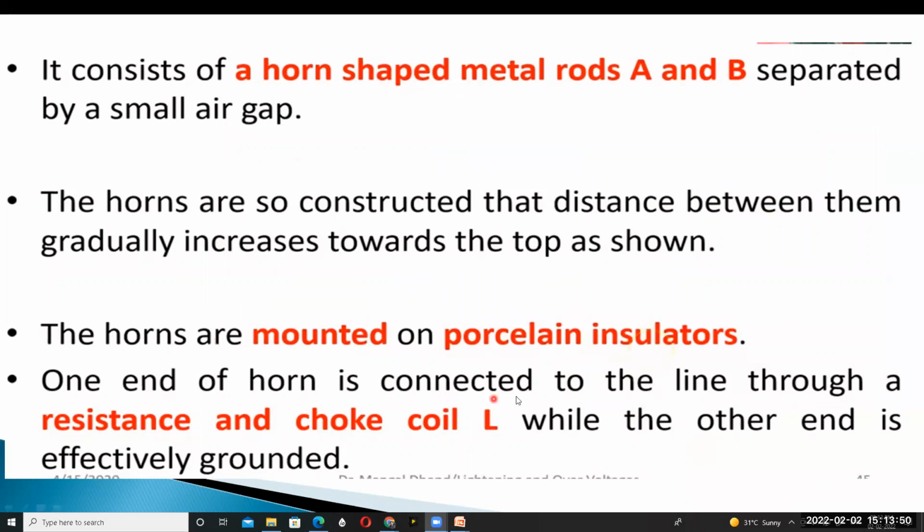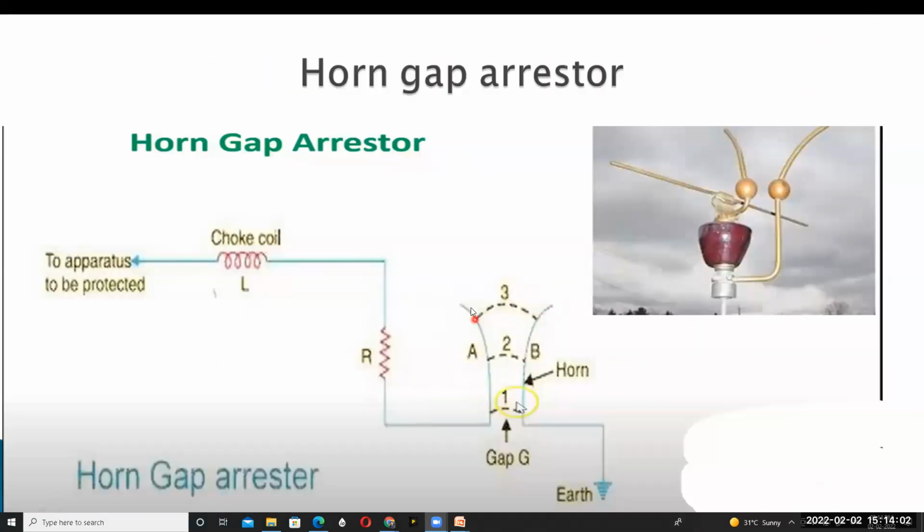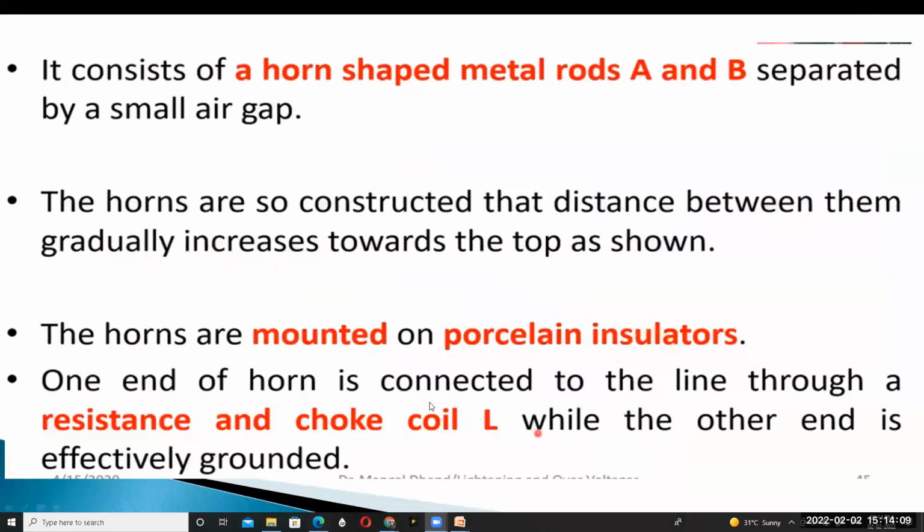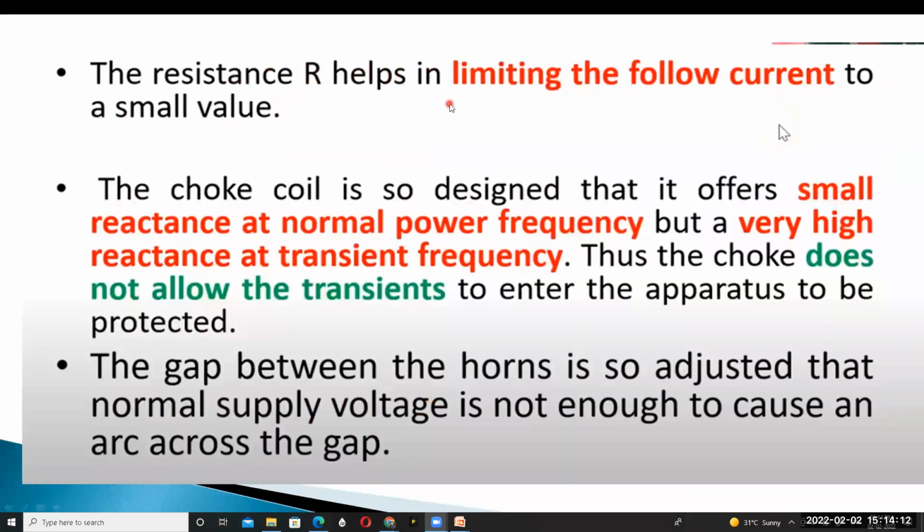One end of the horn is connected to the line through a resistor and choke coil, while the other side is effectively grounded. So the resistance R helps in limiting the flow of current. What is the use of the resistance? To limit the flow of current to a small value.